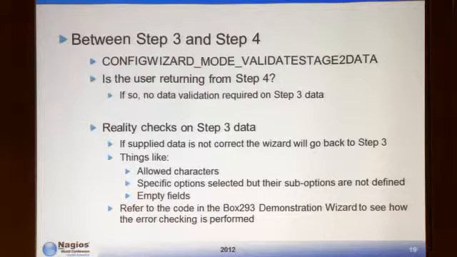So that was what I was talking about. Between step 3 and step 4, we have the validation stage. Very similar to what I was talking about before. If they click the back button from step 4, we don't need to validate the data because it already got validated when we went from step 3 to step 4. And then we need to do the reality checks on that data to make sure that everything is as it should be.